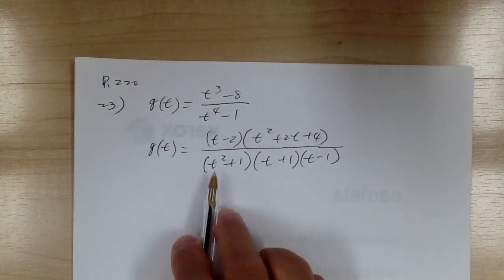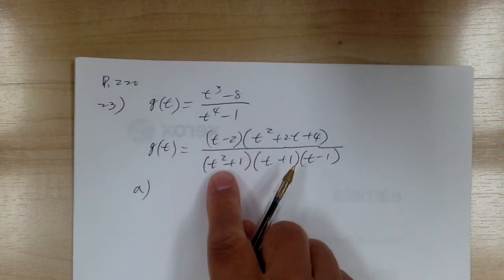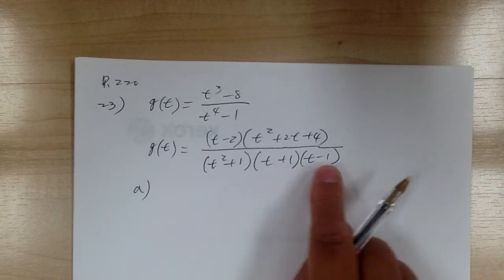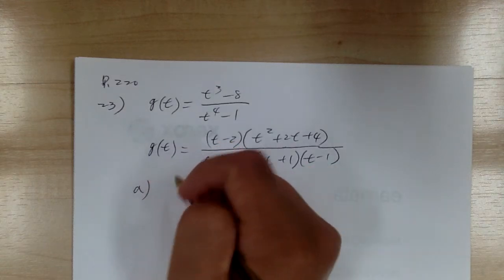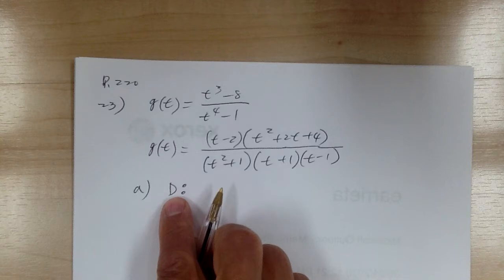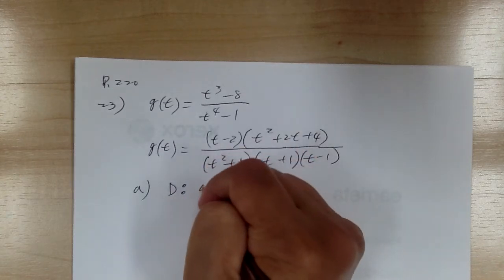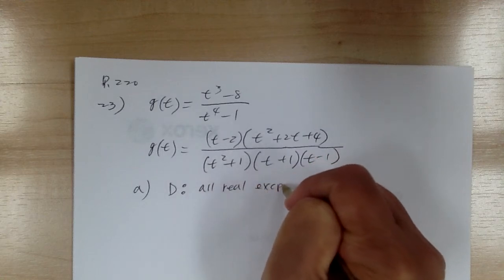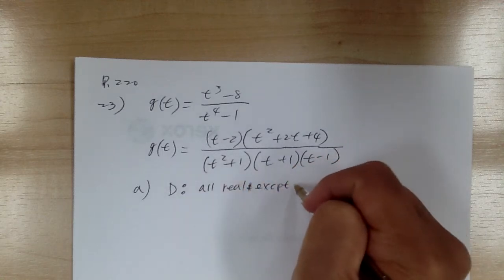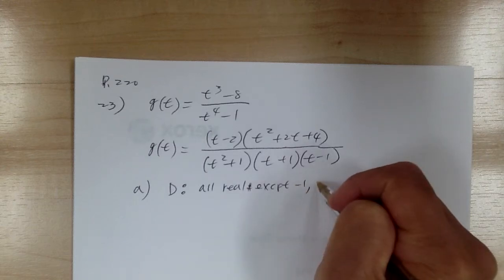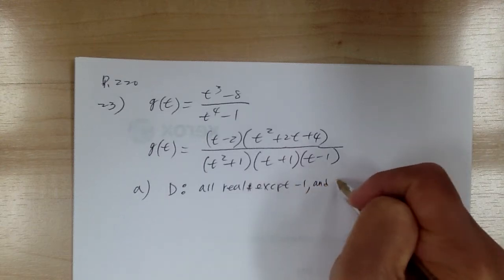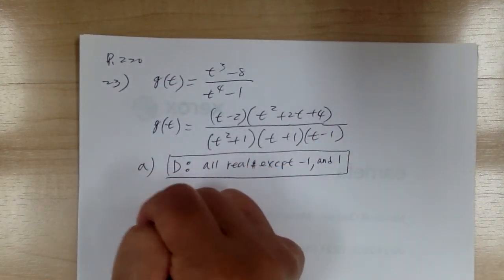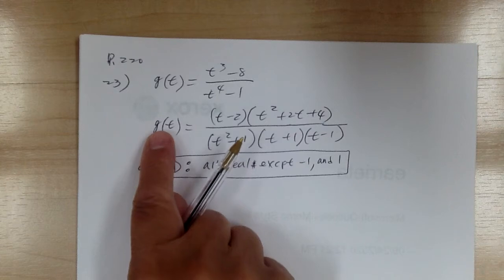Okay, so this one will never equal 0, so you don't have to worry about the restriction. Over here, you're going to get negative 1 and positive 1. So the domain would be all real numbers except negative 1 and 1.